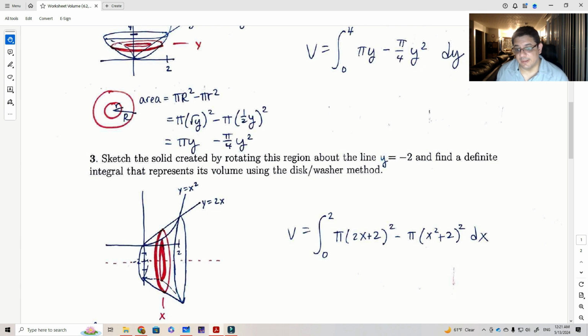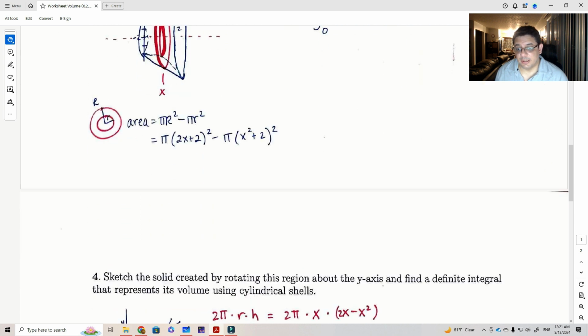Notice that the difference now is that the outer radius, which starts on the top being 2x, is now not only 2x, but 2x plus 2, since we have to add the distance from the x-axis to the minus 2 line. The same thing happens for x squared. Now it's x squared minus minus 2, and so that is the radius that we use in each of the cases for setting up the washer method.